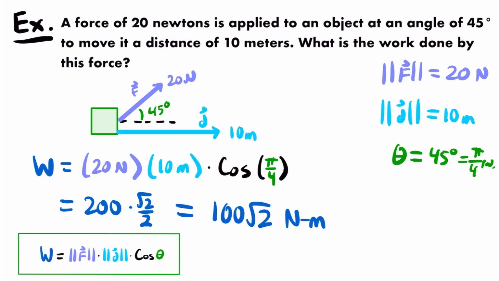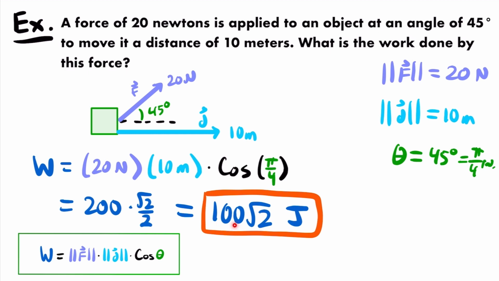Or, if you remember from physics, or maybe in calculus 2 when we looked at work, Newton meters are the same as joules. That is a unit of work. All right, Newton meters and joules are the same thing. And so that would be the exact answer. But if you plug 100 times the square root of 2 into your calculator, you will find that that is approximately equal to 141.4 joules. Okay? And so that's how you can calculate the work done in this example.